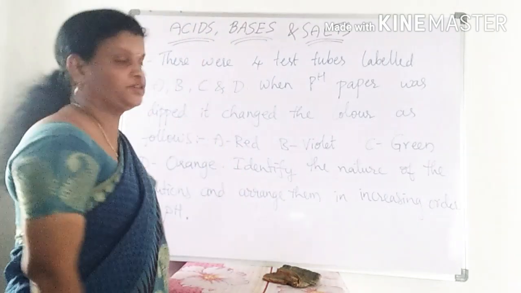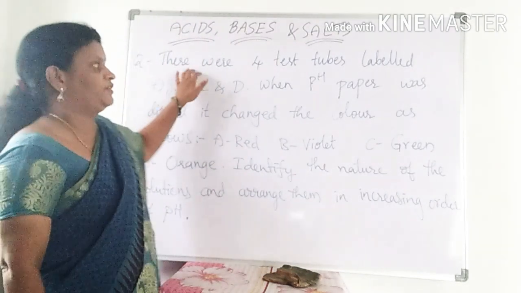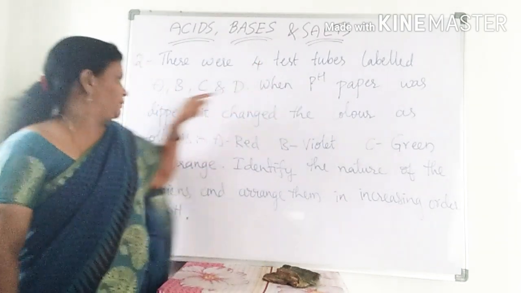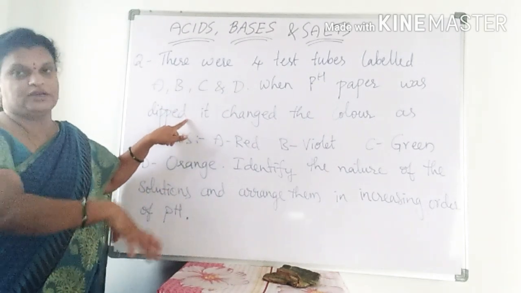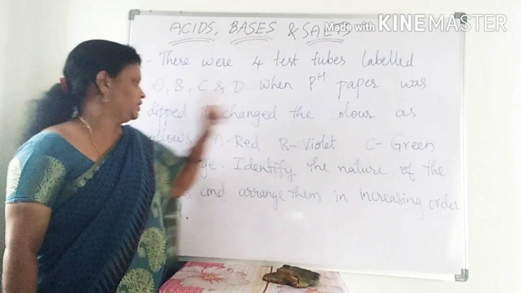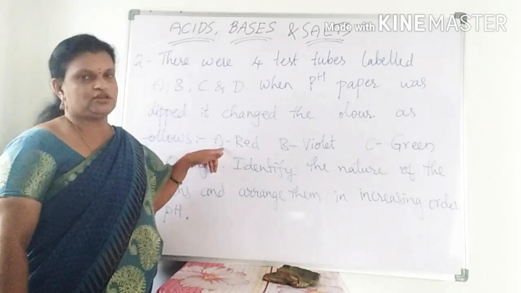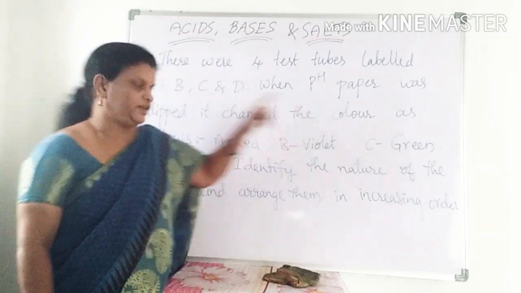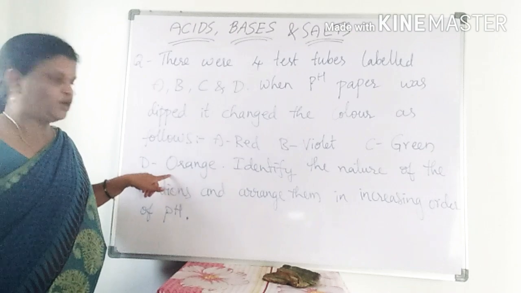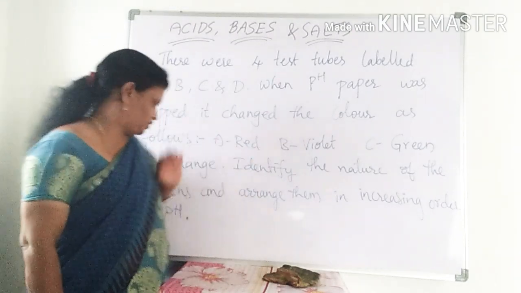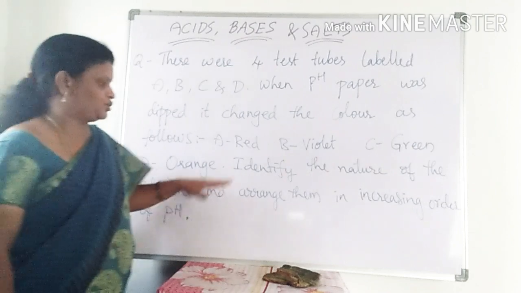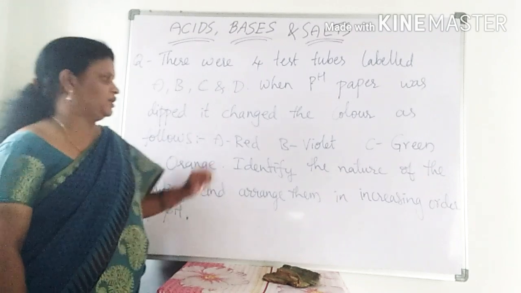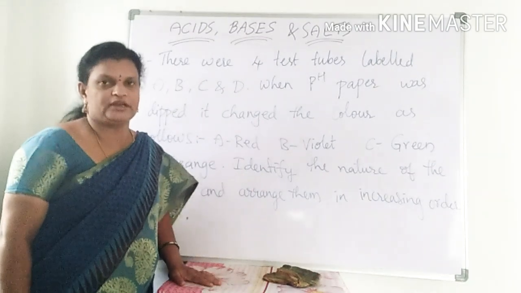So here we have one more question from acids, bases and salts. There were 4 test tubes labeled A, B, C and D. When pH paper was dipped in those solutions, it changed color as follows: in A it changed to red, in B it showed violet, in C green, and in D orange. Now we have to identify the nature of these solutions and also arrange them in increasing order of pH.